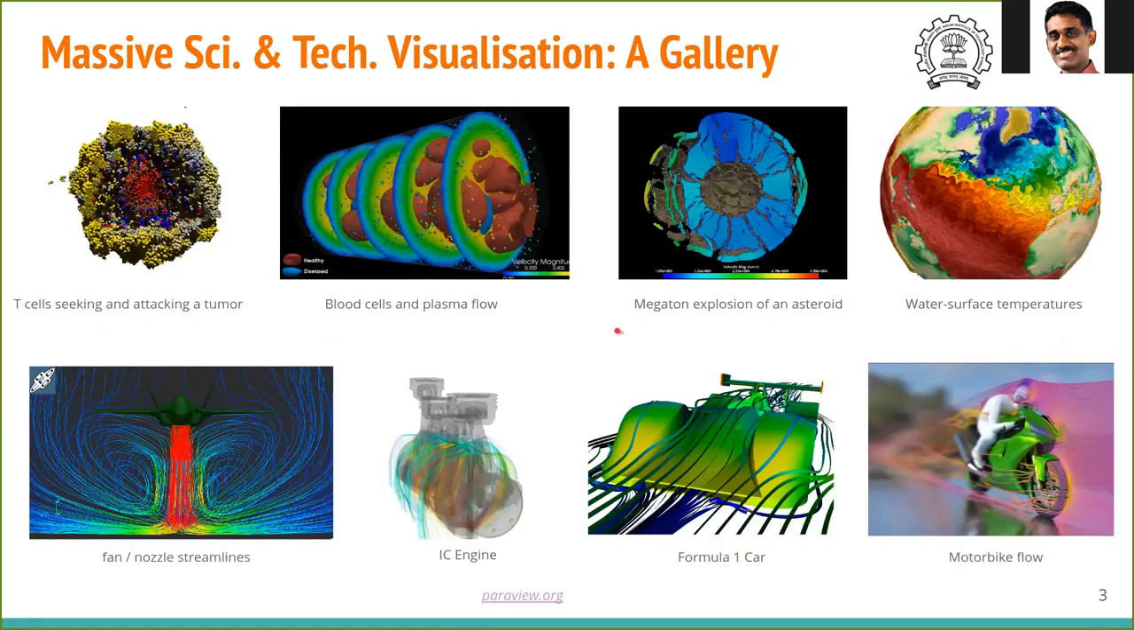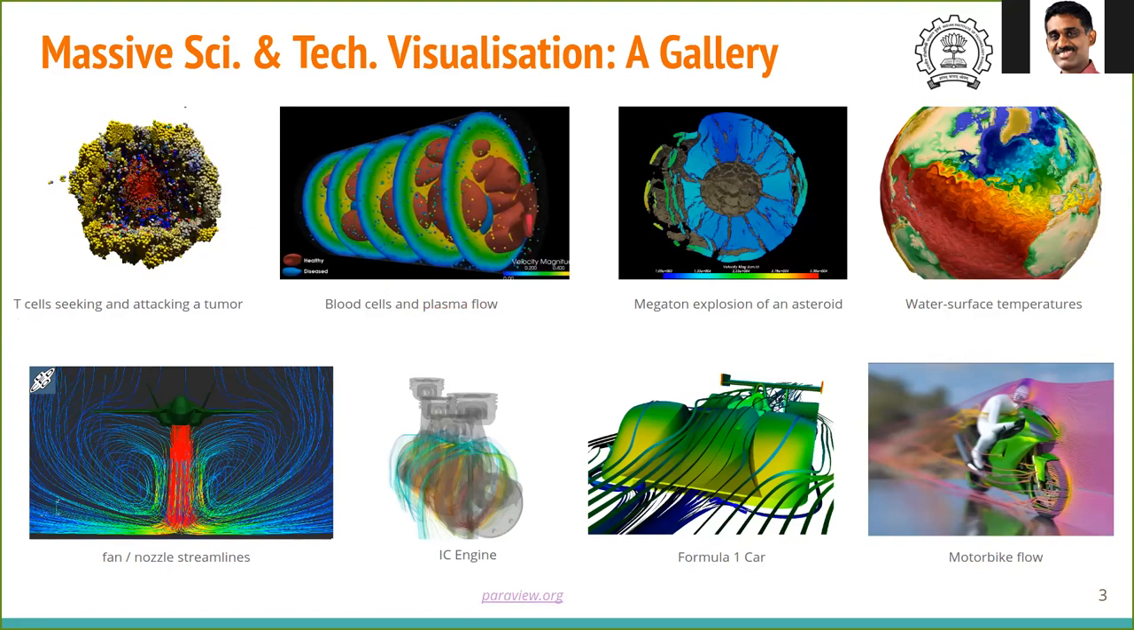Here are some examples of ParaView being used in science and technology visualization, and they're all very massive in scale. This is an example of a T cell, which is an immune system cell, attacking a tumor cell, which is yellow in color. And this runs into about 100,000 cells at the same time.